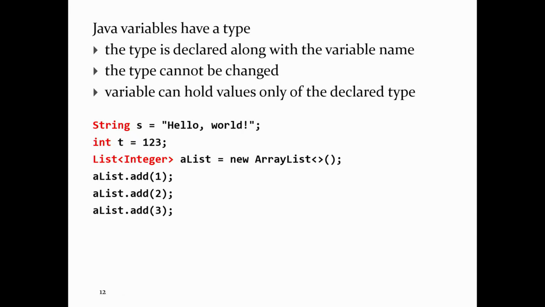So the important part on this slide is that Java variables have a type. When you first declare the variable, you also specify the type. You cannot change the type of a variable. So there's no way for me to transform s from string to something else. And variables can only hold values of the declared type. So s can only hold a string, t can only hold an int, a list can only hold a list of integer.